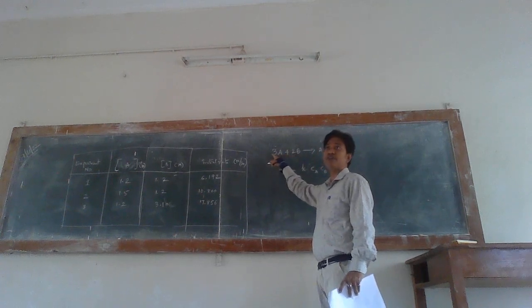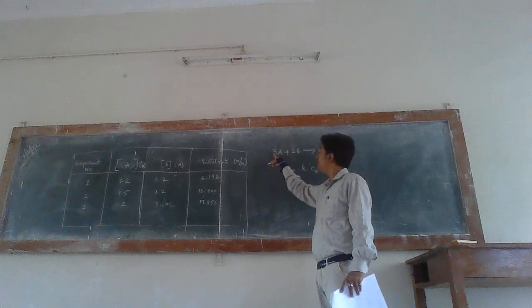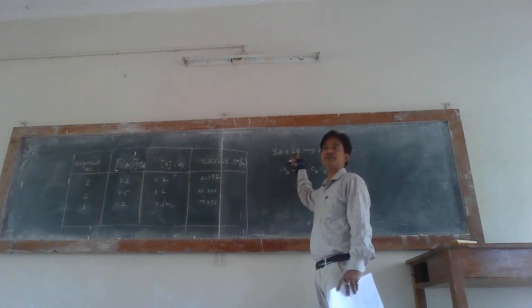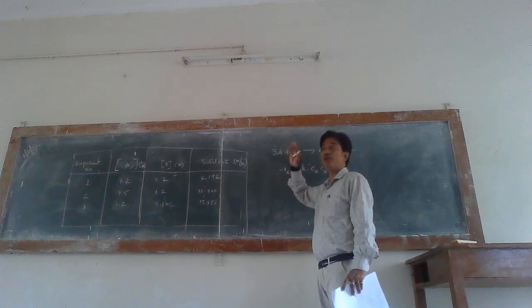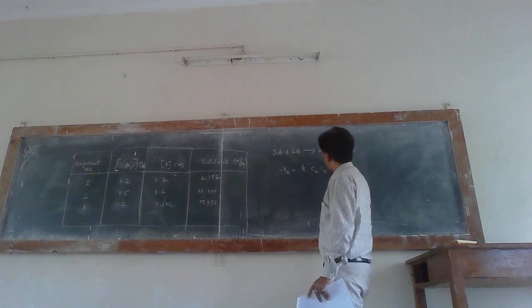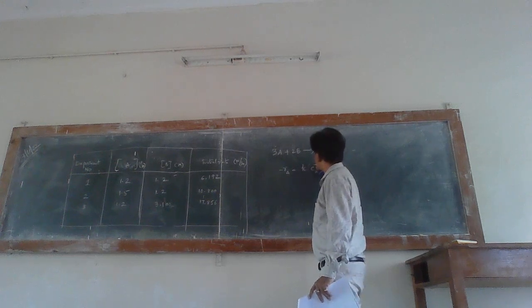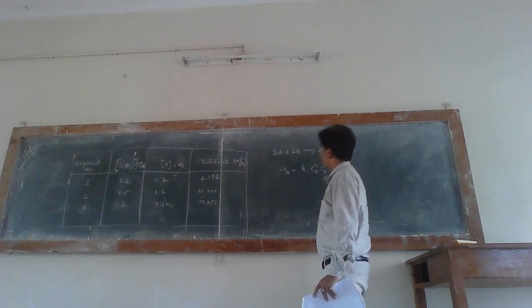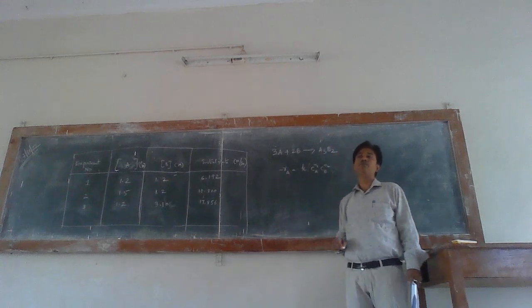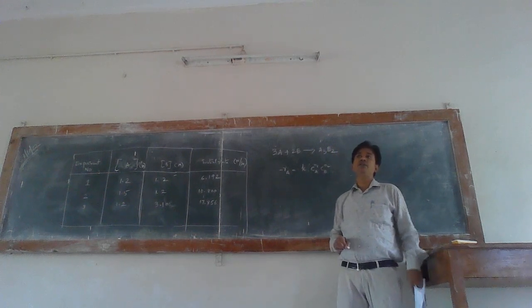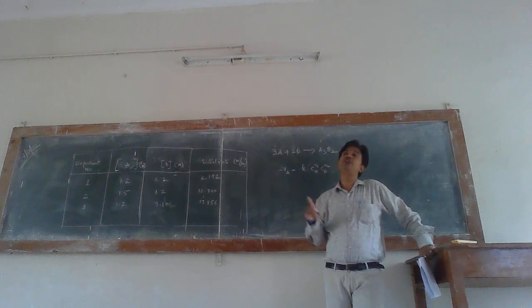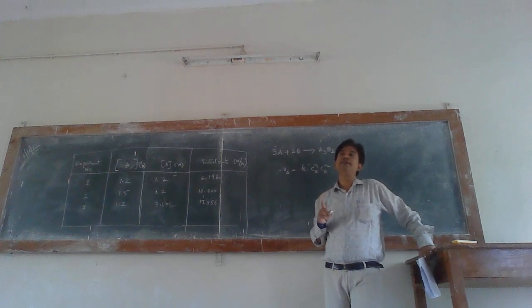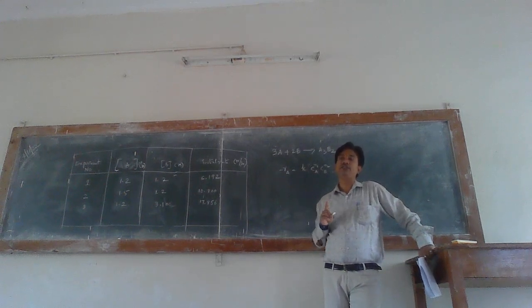If it is elementary, it is third order with respect to A and second order with respect to B. But I don't know, so I cannot keep n for both here. It may be n1, it may be n2, we don't know. So we need to determine both n1 and n2 with the given data, and then express the overall reaction rate and the overall reaction rate constant.